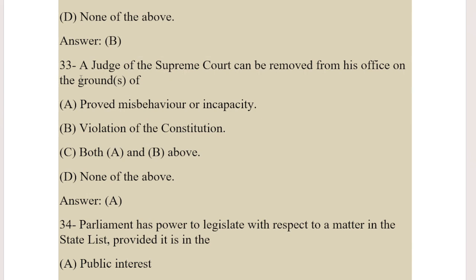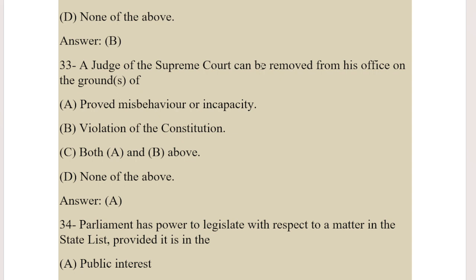And the next question is: a judge of the Supreme Court can be removed from his office on the ground of proved misbehavior or incapacity, violation of the Constitution, both A and B, or option D, none of the above. And the right answer is option A, proved misbehavior and incapacity.